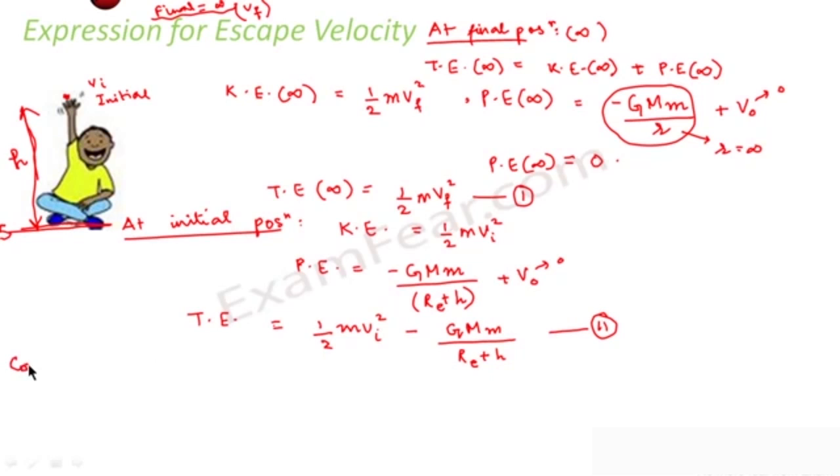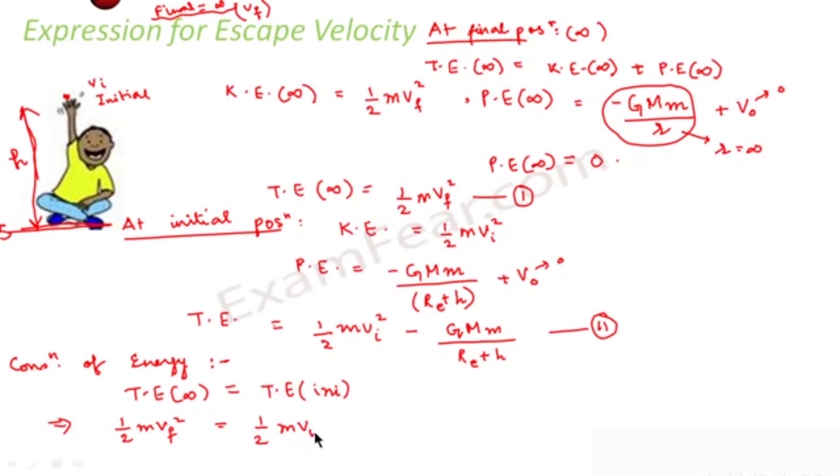Now, according to conservation of energy, the total energy at the initial position should be equal to the total energy at the final position. That is, the total energy at infinity should be equal to the total energy at the initial position, right? Now let us equate the values which we got here. The total energy at infinity was half m Vf square, and the total energy at the initial position is half m Vi square minus G into m1 m2 by Re plus h.